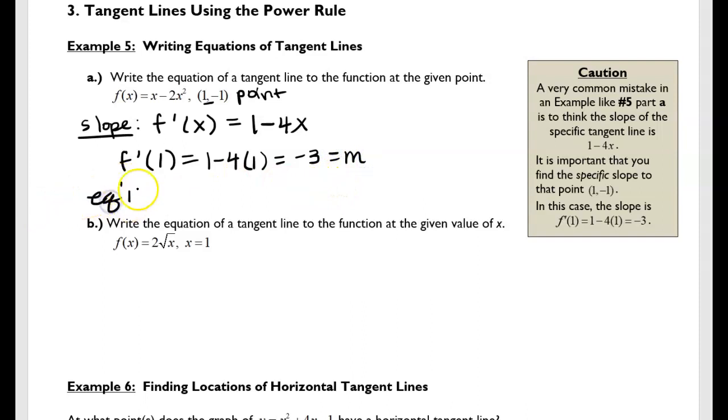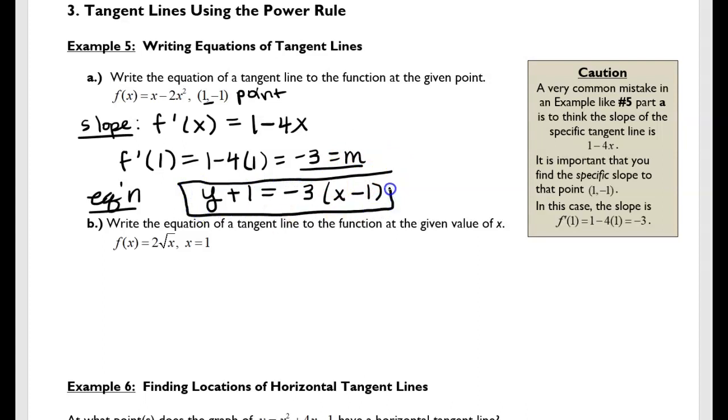Now I can write my equation, y minus negative 1, so y plus 1, equals my slope from here, negative 3, times x minus my x value, 1. Okay, so make sure when you're writing tangent lines you find the particular slope, the specific one at that point, and it's not just that whole derivative equation.